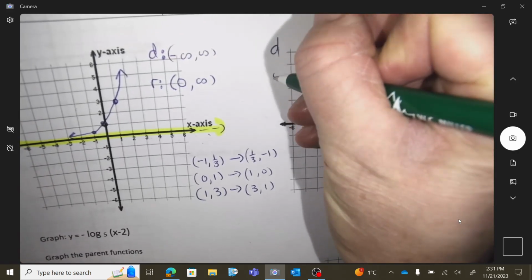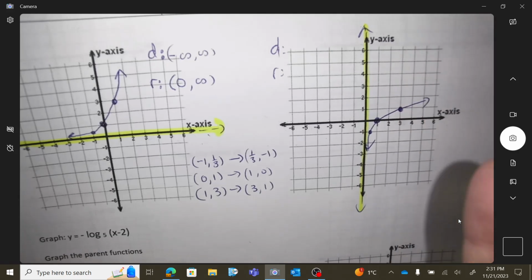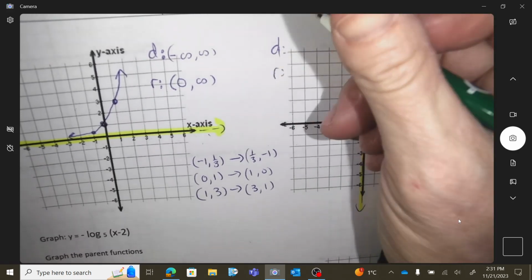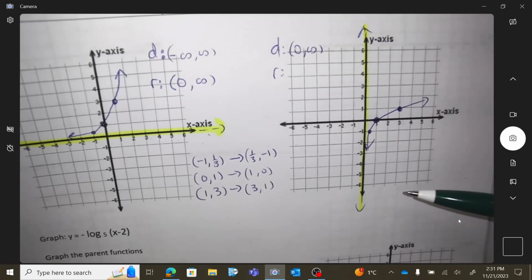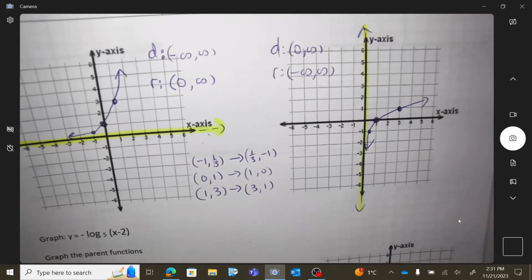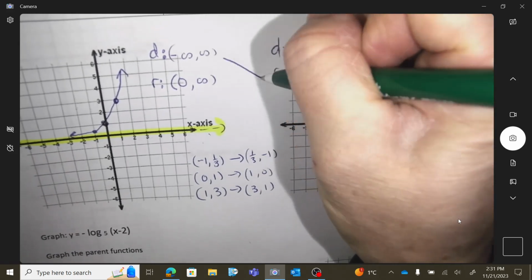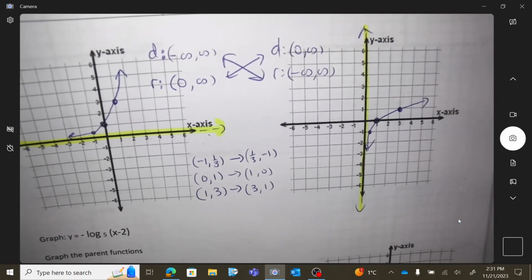Okay, what's the domain and range of this log graph? The domain is 0 to the right. And the range, well, it's going to go down forever and up forever. So what do you notice about the domains and ranges of these 2 graphs? They switch because x and y switch, so domain and range switch. So we knew all these things about inverses.